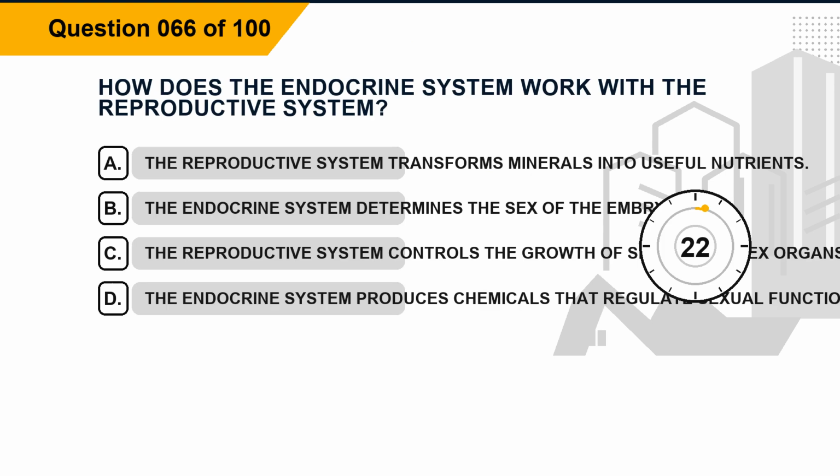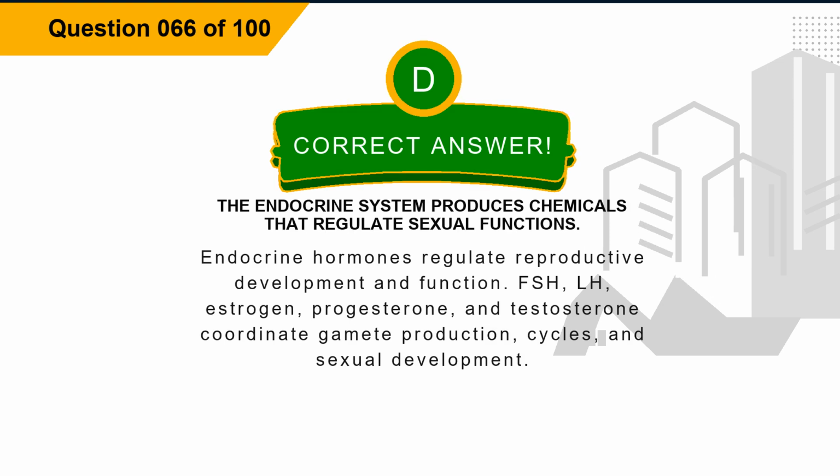Question 66. How does the endocrine system work with the reproductive system? Option A, the reproductive system transforms minerals into useful nutrients. Option B, the endocrine system determines the sex of the embryo. Option C, the reproductive system controls the growth of secondary sex organs. Option D, the endocrine system produces chemicals that regulate sexual functions. The correct answer is option D. Explanation: endocrine hormones regulate reproductive development and function. FSH, LH, estrogen, progesterone, and testosterone coordinate gamete production, cycles, and sexual development.